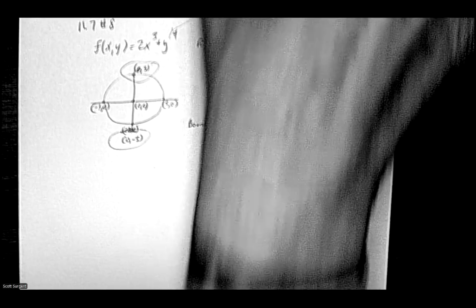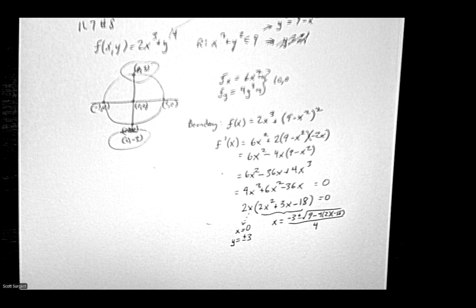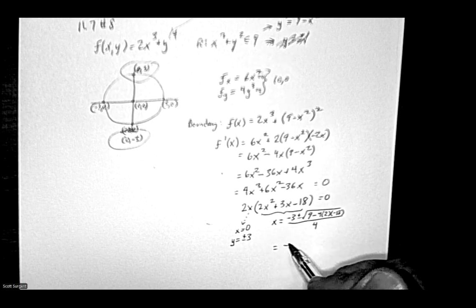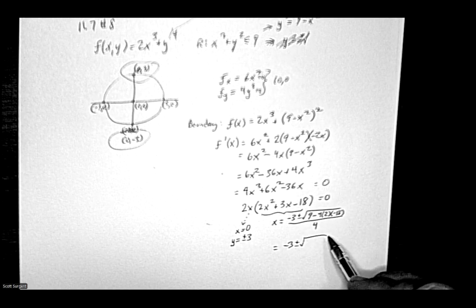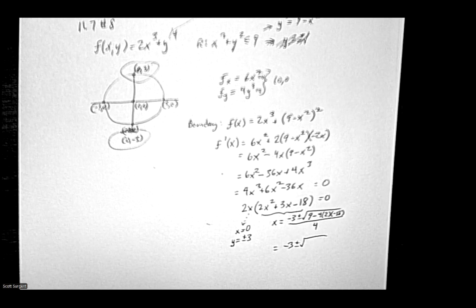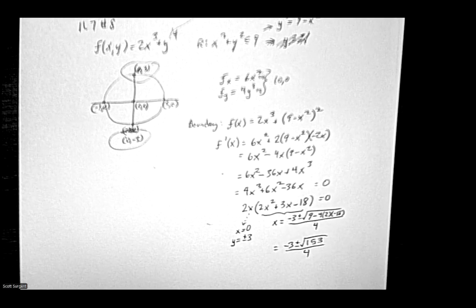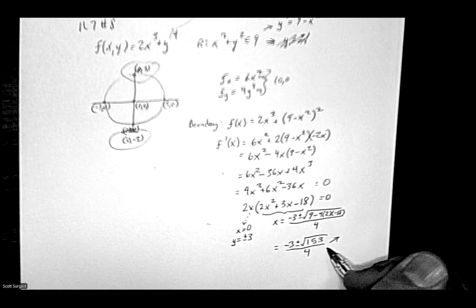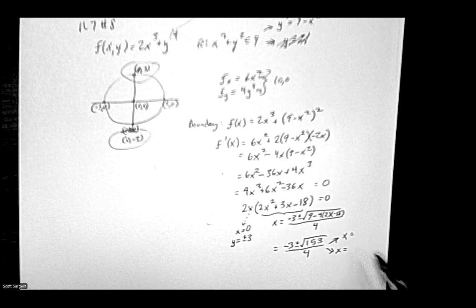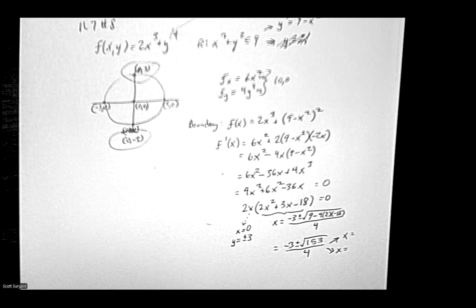Real quick on my calculator. It's really storming where I'm at, so hopefully it stays power on. So I get -3 plus or minus radical... Oops, I messed up. Hold on. 153. So I get two answers. Let's see what I get. Okay, so that's good. I got there too.